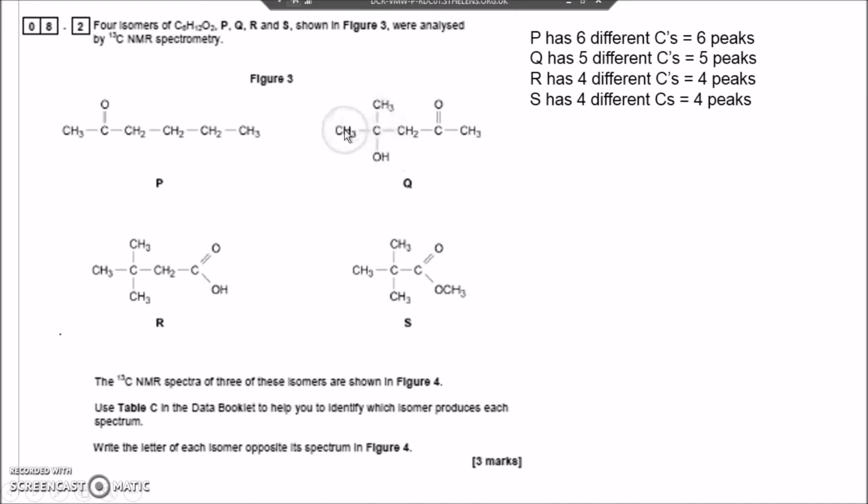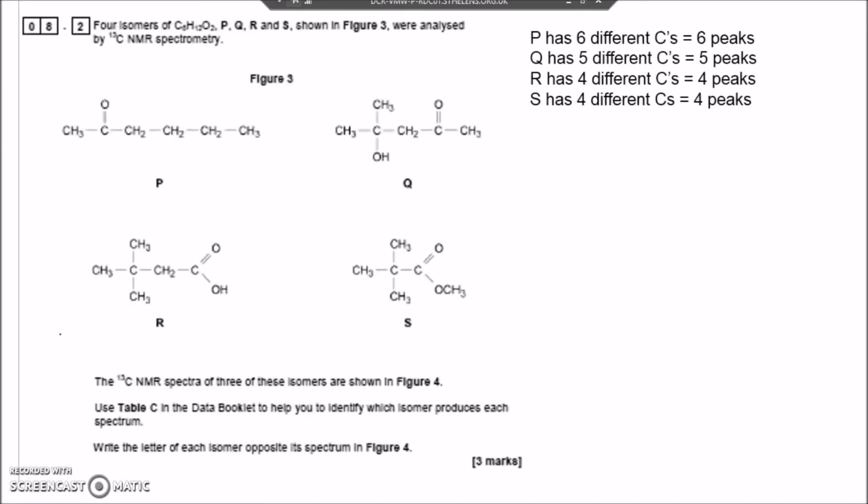Q has these two CH3s here are the same, so that's 1, 2, 3, 4, 5. Q has 5 different peaks. And R, those 3 methyl groups are all the same, so that's 1 carbon environment producing 1 peak, 2, 3, 4, and this one, 1 for each of the methyl groups, 1, 2, 3, 4 as well. So R and S have 4 and Q have 5. So the 5 is Q. There's nothing with 6 peaks, so P doesn't feature.